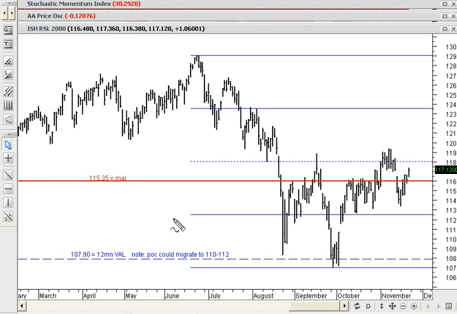Here's the Russell 2000 ETF, IWM. Major point of control at 115.35. We're finishing the week here above that level. The halfway point from the high this year to the subsequent low comes in here, and that's the next level of resistance for IWM.